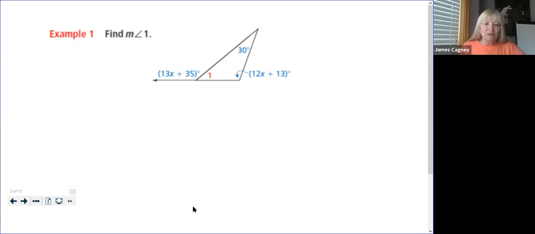So I'm going to switch to my whiteboard. If you need to stop and write down this triangle first, then please go ahead and do so, and then just start me again when you're ready.